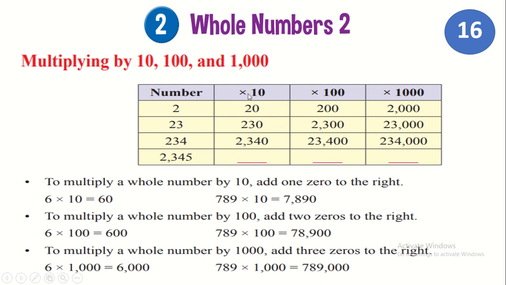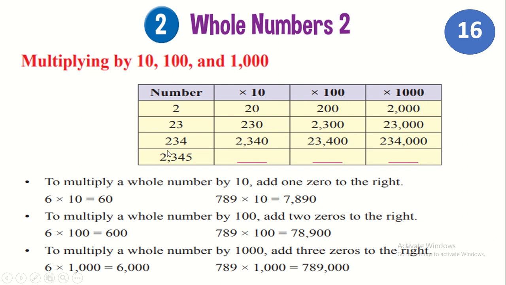The next number is 23. 23 times 10, the answer is 230. And then 23 times 100, the answer is 2,300. And if you multiply by 1,000, the answer is 23,000.